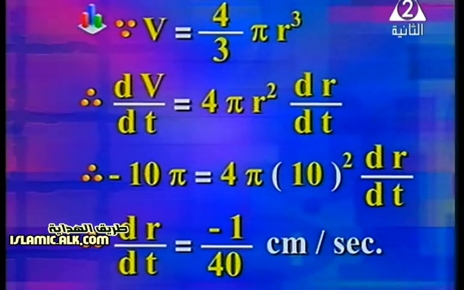The volume of a sphere is 4/3 pi r^3. Find the derivative of volume with respect to time t. Then the answer is 4 pi r^2 dr/dt. By substitution, dV/dt = -10 pi and radius equals 10, to find the value of dr/dt equals -1/40 centimeter per second.